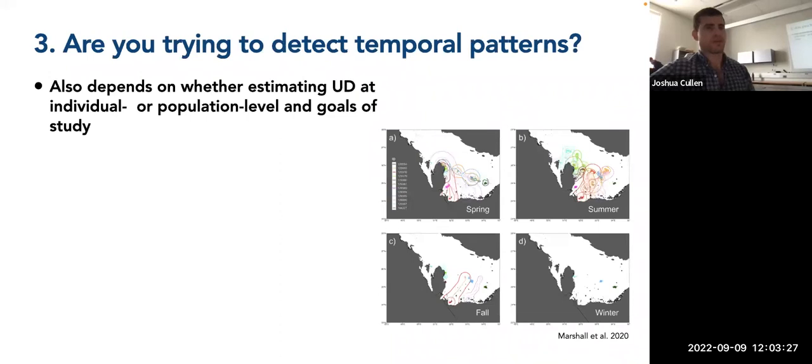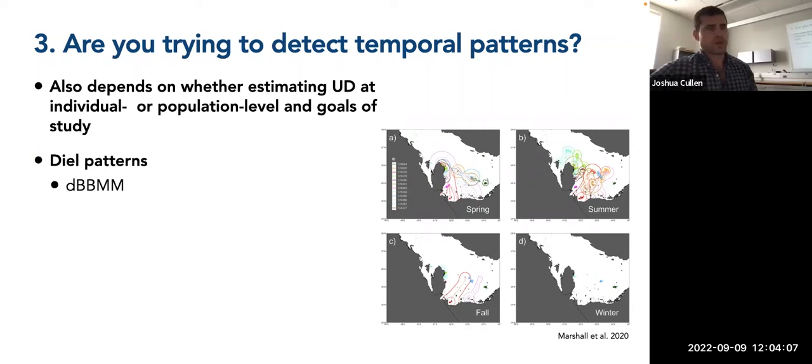Okay. Third, are you trying to detect temporal patterns? This might depend on whether you're estimating the UD at the individual or population level. If you're looking to make these comparisons within a single individual, ideally it would be tracked across this temporal scale of interest. So if you're looking at diel patterns, it needs to be tracked over both night and day. If you're interested in seasonal patterns, you want it to be tracked over multiple seasons, ideally all seasons. If you're looking at a population level, you can probably get away with certain individuals only being tracked for a single season and then comparing multiple individuals.